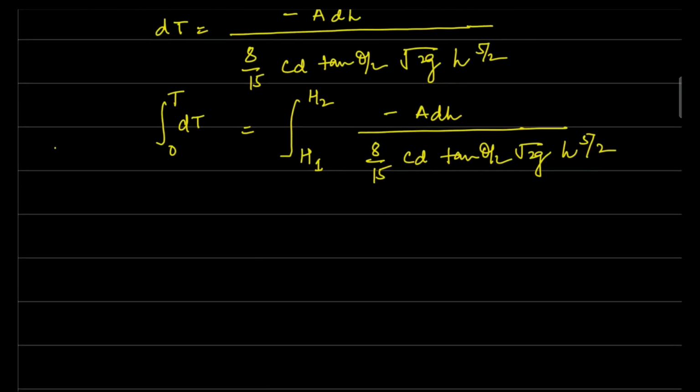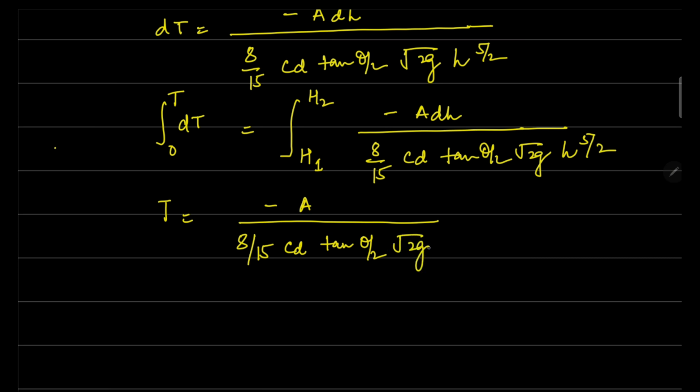Now just integrating this equation will give you the t on the left side, and we can write this thing as minus a divided by 8 by 15 cd tan theta by 2 multiplied by under root 2g, and this is h raised to the power minus 3 by 2, and our limits are h1 to h2.